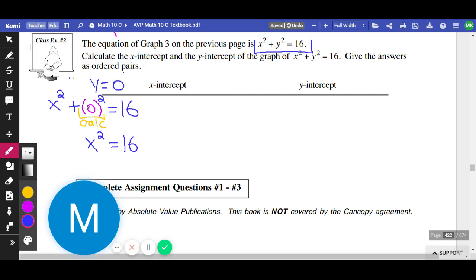Awesome. Your job is to get x by itself. That's exactly what it means. So to get x by itself, you need to get rid of the square. To get rid of the square, you square root. I should have done that in purple. Square rooting cancels out the square, and it leaves you with x equals 4.